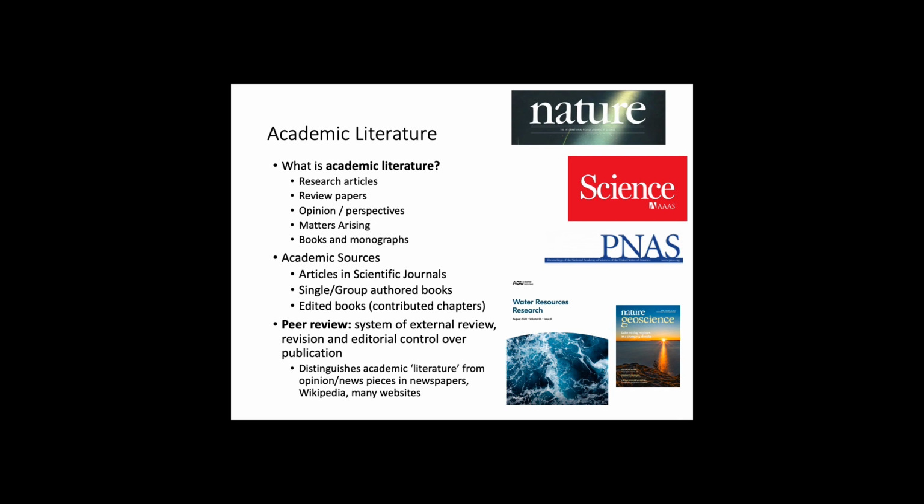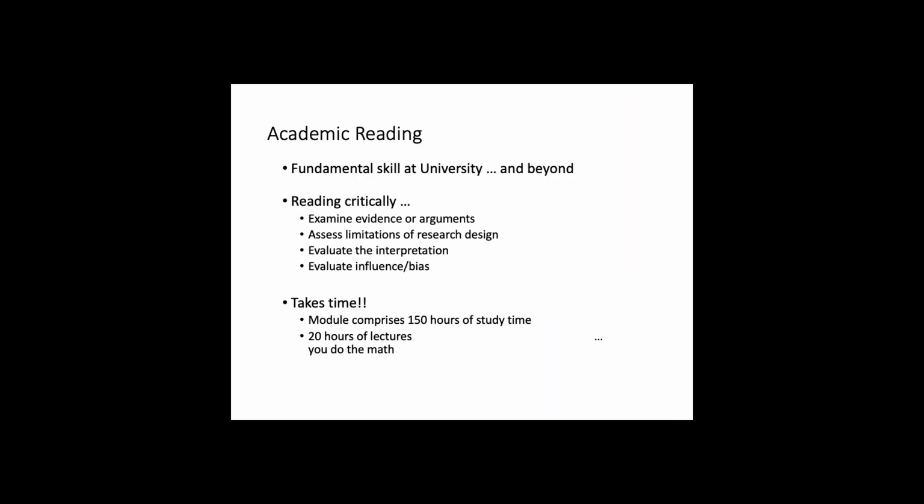So reading and engaging with the literature is a really fundamental skill at university. You'll need to learn how to read critically, so you'll need to be able to look at the evidence and the arguments that are presented in academic papers, and assess for yourselves the limitations of the design of the experiments that were taking place. You might need to look at the data and evaluate the interpretation that the authors have made, and then evaluate the influence of the various biases that might have affected the reasoning or the conclusions of this study.